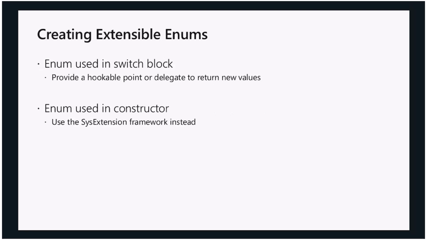Also, if the enum switch statement is used in a constructor or factory method, the general best practice guideline is to create a set of classes annotated with the sys extension attributes, thus enabling dynamic creation of classes based on the enum values, including extended classes from partners.